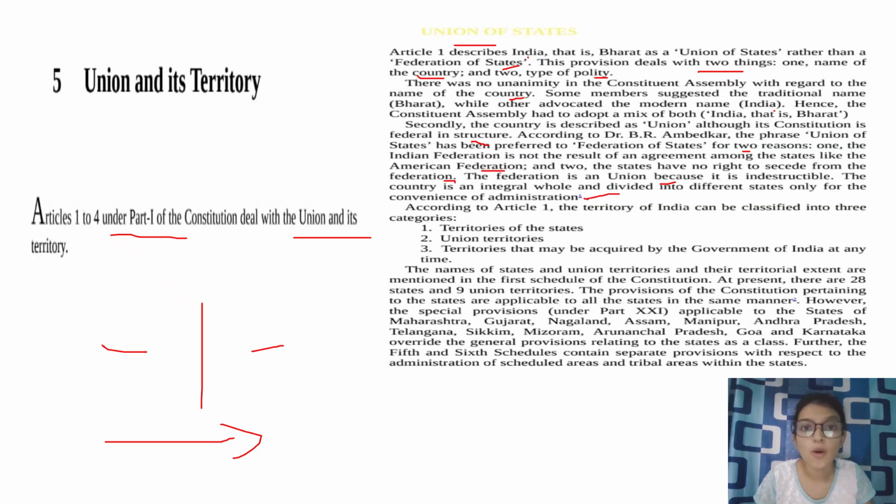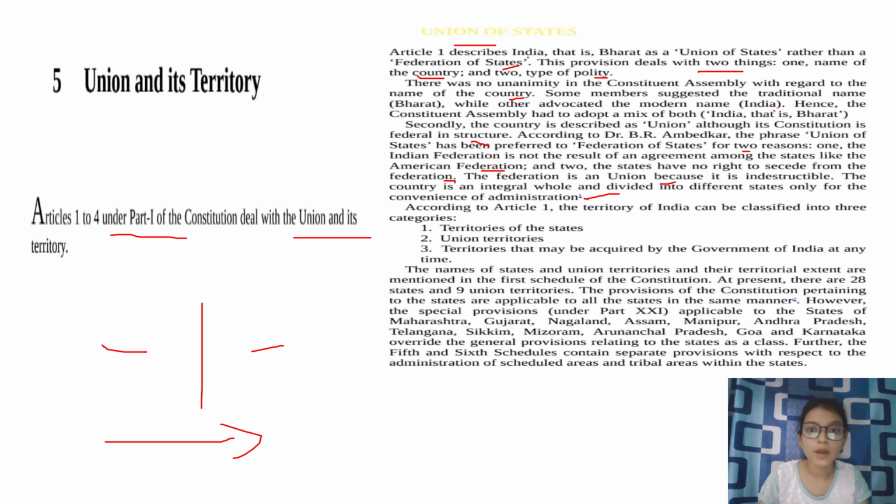That is the reason why it is known as Union of States and not Federation of States, because our states are not that powerful to declare anything of their own. And second, the state cannot decide by their own that we want a separate domain because it's a union of whole. That's why this is known as Union of States.